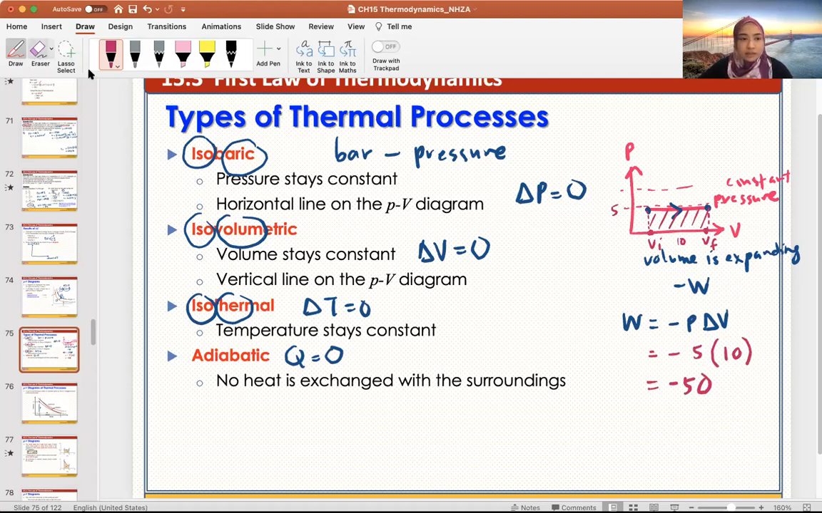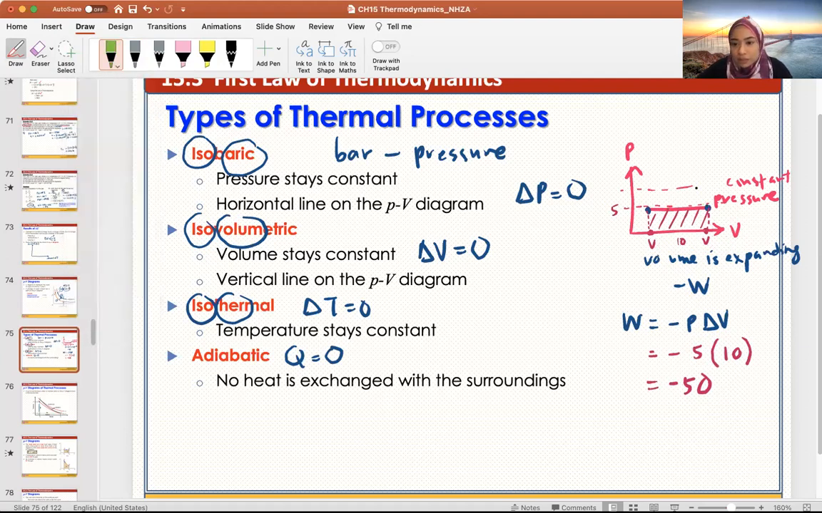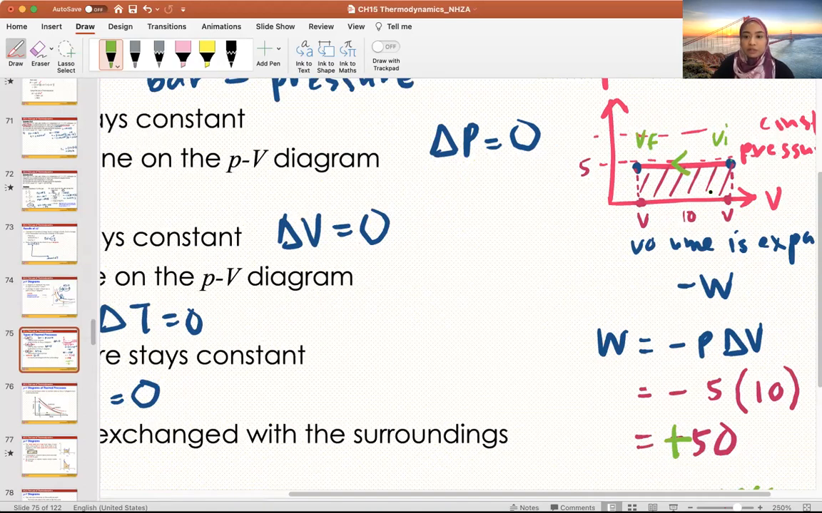Now, using the same shape, what if my graph started from here to here? Let's use a different color. This is my V initial, this is my V final. I use the same formula, I just calculate the area, 5 times 10. But now I have to say that my W is positive because my volume is compressed, and my delta V is actually negative.